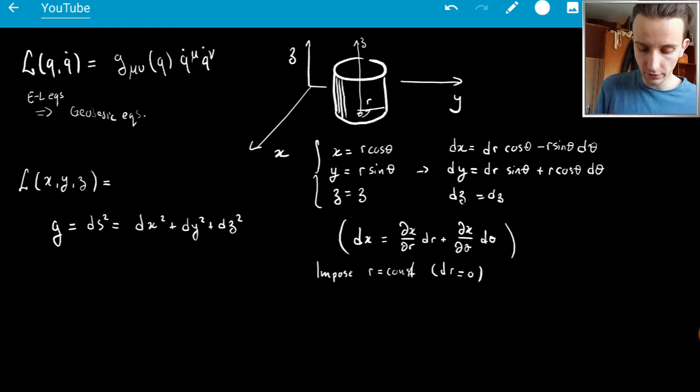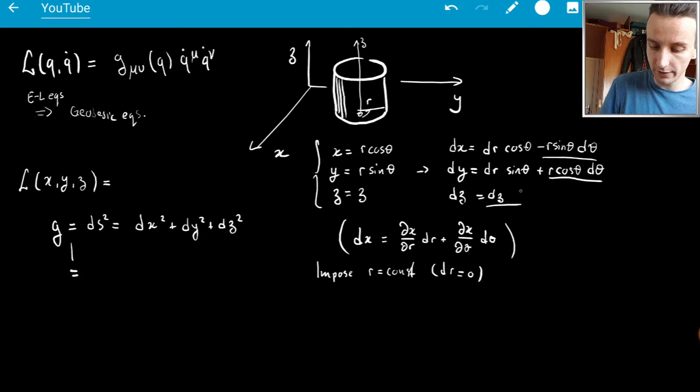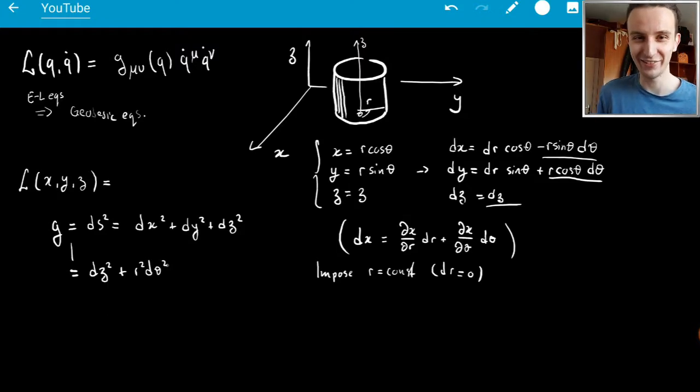Now it seems like we have 3 metric components, but in reality we'll only have 2 non-zero ones. So if I find dx squared, it's just this term squared, and just that term squared for dy, because dr is 0. So we'll just end up having dz squared plus r squared d theta squared, because sine squared plus cosine squared is 1. I think I have a video on that. So dz squared plus r squared d theta squared, that's our g.